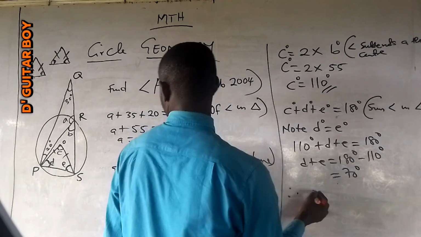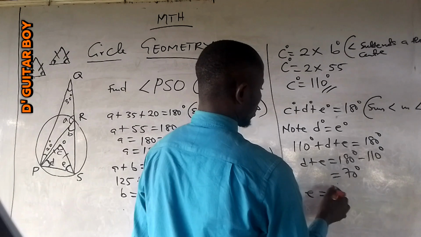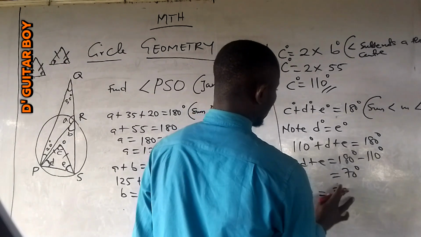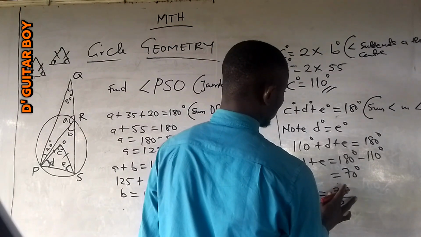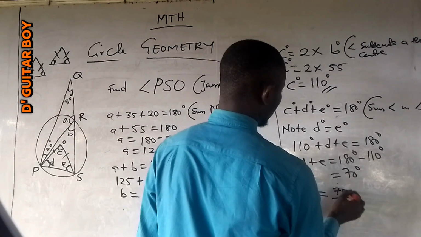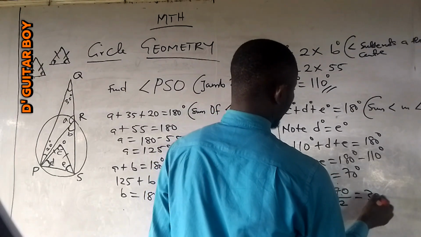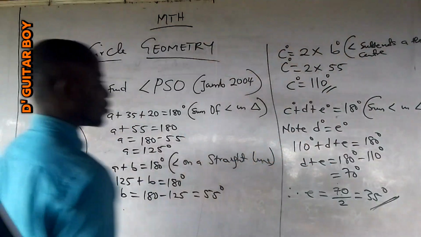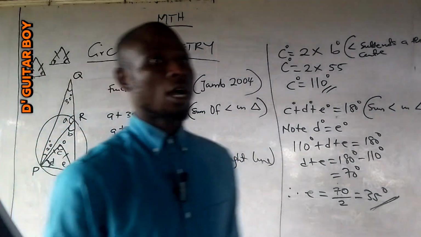Therefore DE is equal to 70 over 2, which is equal to 35 degrees. So that's the answer. So this is the final answer to this particular question.